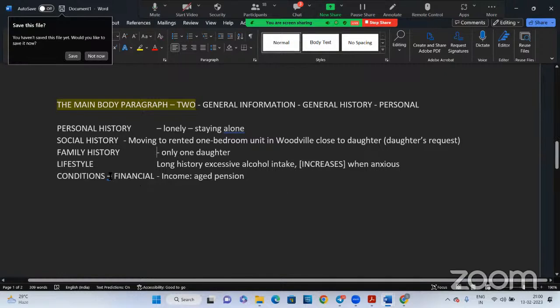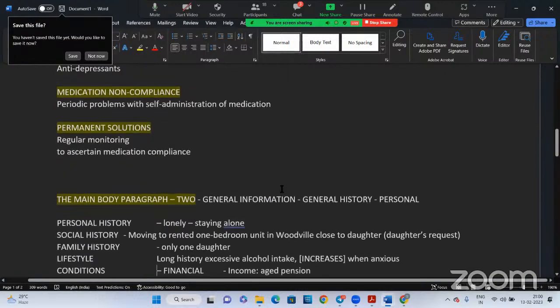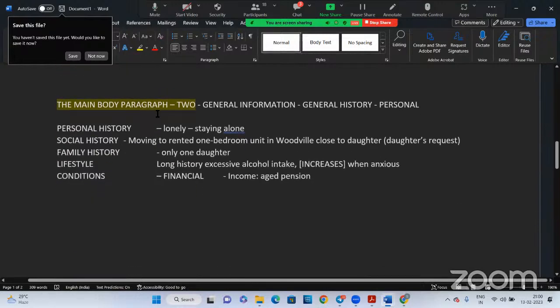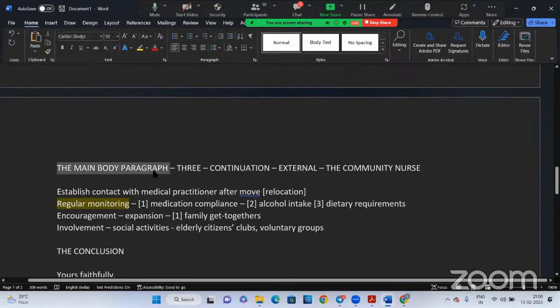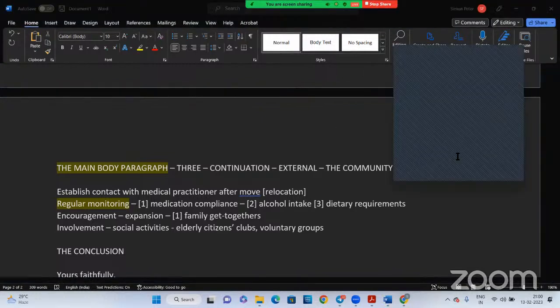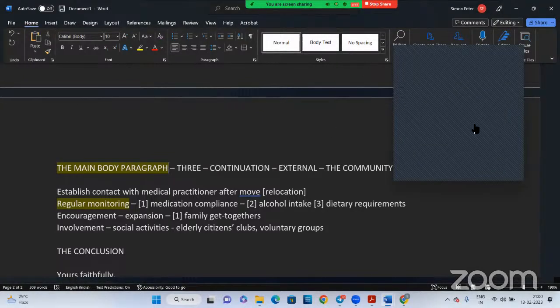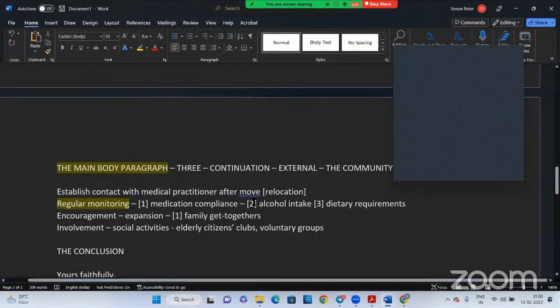So all the points have come here. You can see every bit of information is there. Okay, body paragraph 2, and this is main body paragraph 3. Yeah, medical history is 1 paragraph. Social history and personal history is the 2nd paragraph. Medical is separate totally. Don't mix medical history with personal history.